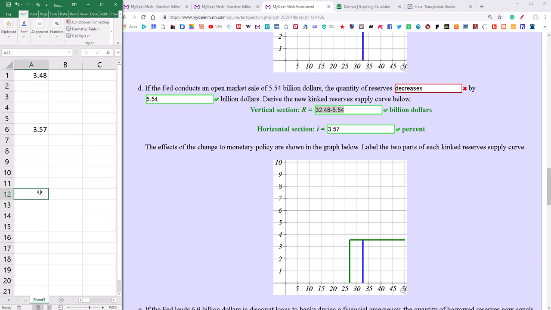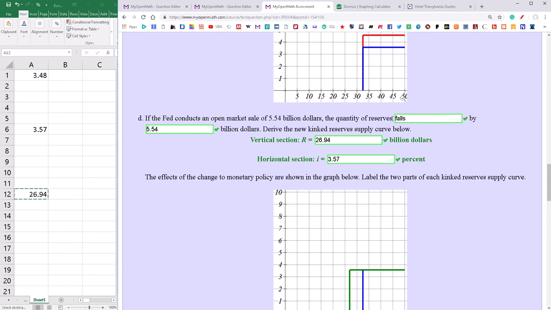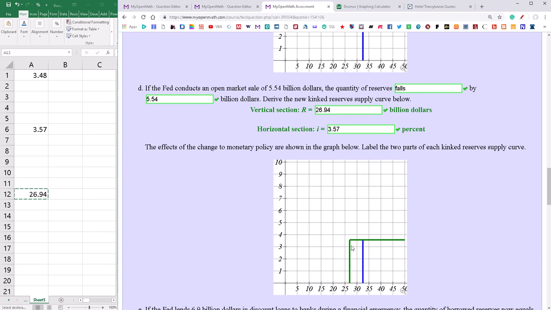We'll calculate this value in Excel. So the new quantity is 26.94. So I'm going to replace that subtraction with 26.94. Maybe we'll try falls here. Decreases, falls. Okay, there we go. So we see here that the discount rate remains constant at 3.57, but the quantity of reserves falls by 5.54 to 26.94. Okay, so that's about 27 there, right?